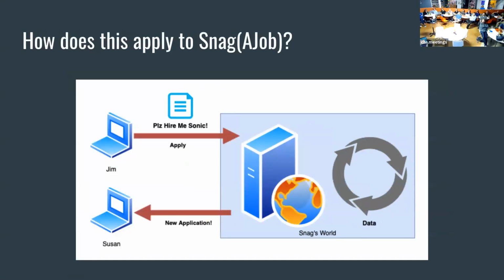So how does this apply to Snagajob? Well, if we go to the Jim and the Susan example, Jim maybe applies. Maybe Susan's Sonic. I forgot. This is Sonic, not Chick-fil-A. Susan manages as a hiring manager at a Sonic location, and Jim applies. We can immediately notify Susan, hey, you've got an application.